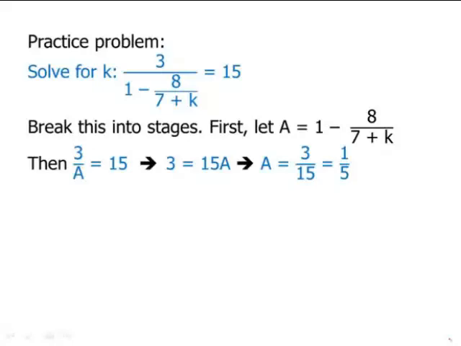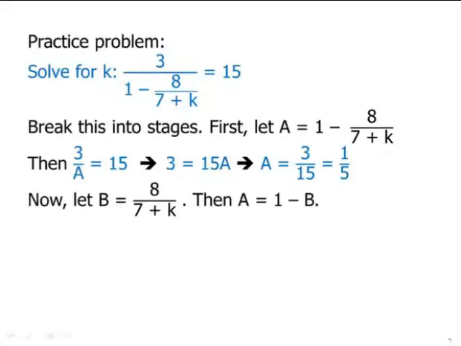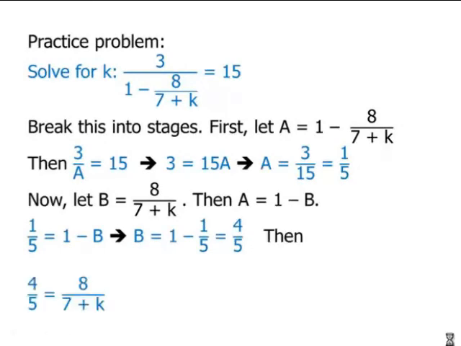All right, well now we have that piece. Now, let b equal that ugly fraction thing. Then, of course, the denominator is just 1 minus that fraction thing. So a equals 1 minus b. Plug in the value we have for a. We can solve for b, so b equals 4/5. So this means that 8 over 7 plus k equals 4/5.